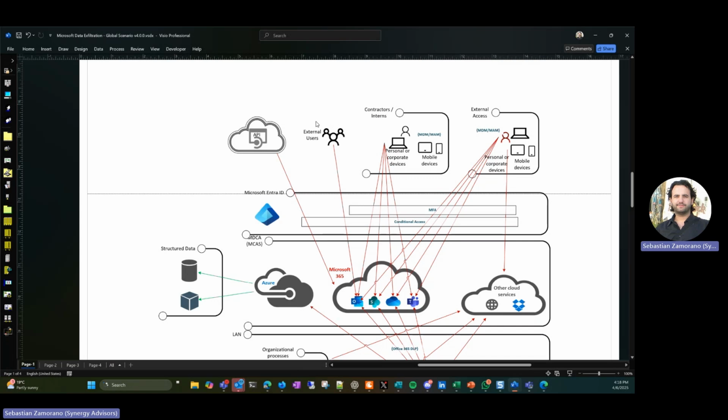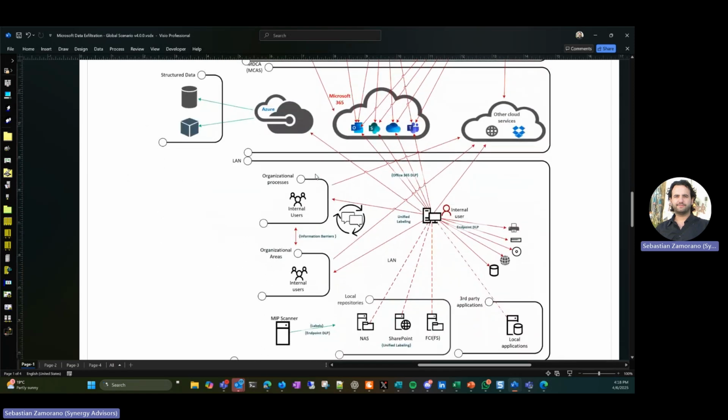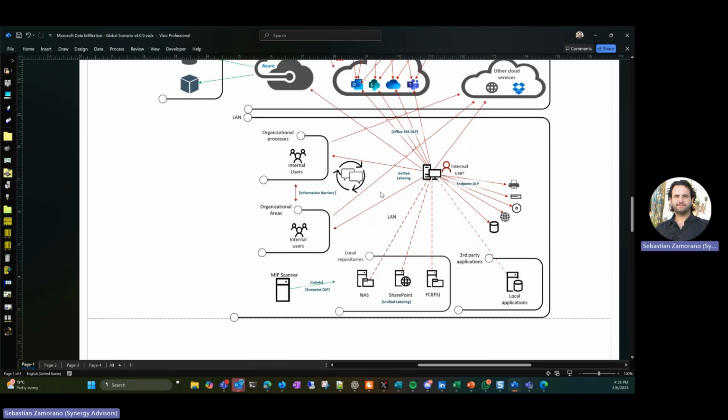And finally, we can find the external users. That means providers, customers, vendors, students, family, friends, everyone with whom every day we are sharing information, sending emails, receiving emails, and more. All these red lines that you can see here can be leak vectors.